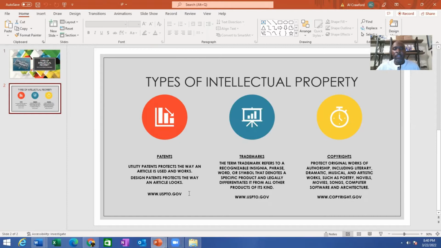Now, the term trademark refers to a recognizable insignia, phrase, word, or symbol that denotes a specific product and legally differentiates it from all other products of its kind. So that is trademarks. And you can also file trademarks at uspto.gov, or again, you can get a registered trademark attorney to file on your behalf.